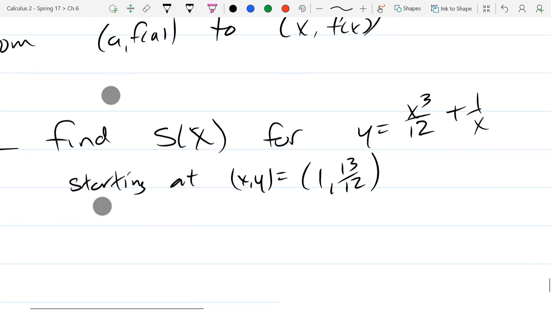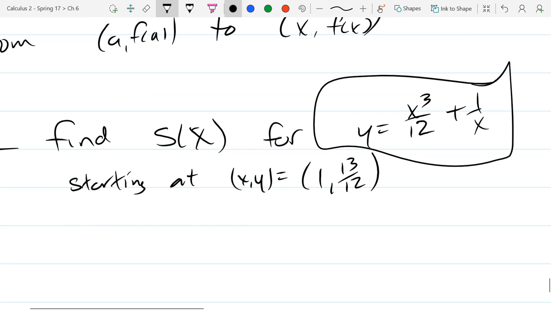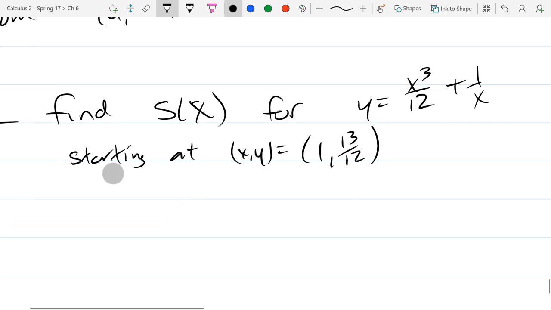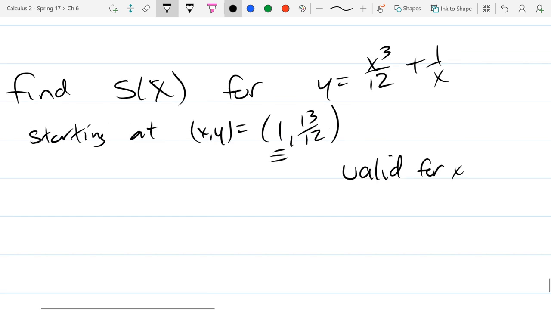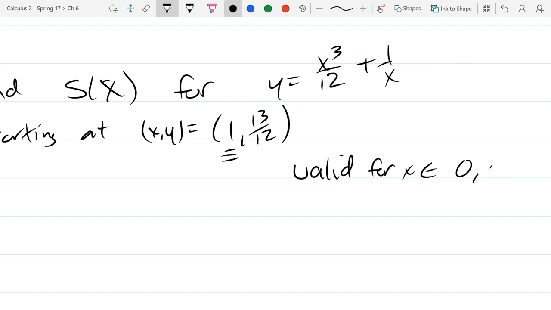What would be an x value that this original curve is definitely not continuous for? What x value should I watch out for? For the first term, I can plug in any x value I want, no problem. So better not plug in 0. If we're going to start at x equals 1, I want to make sure I don't go across 0. So what I write down is going to be valid for any x between 0 and infinity, but cannot equal 0.